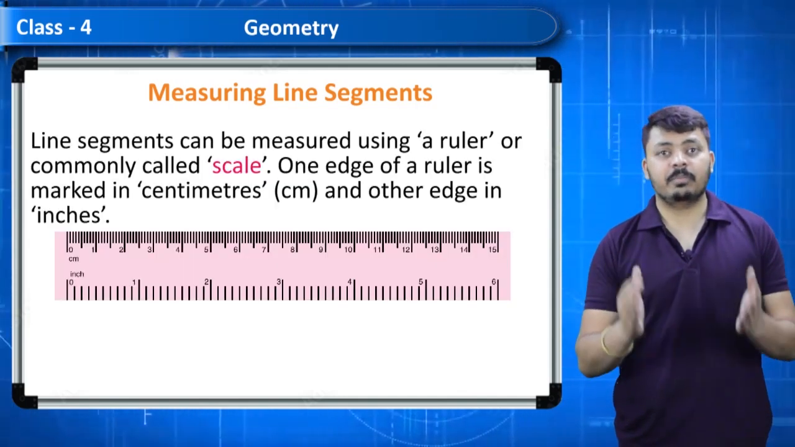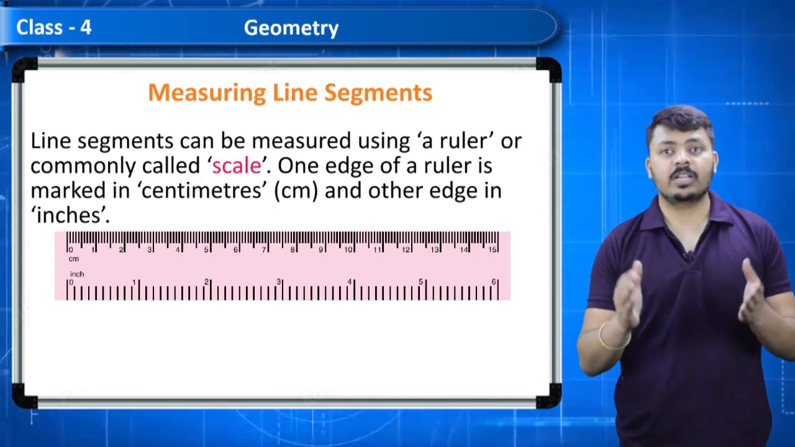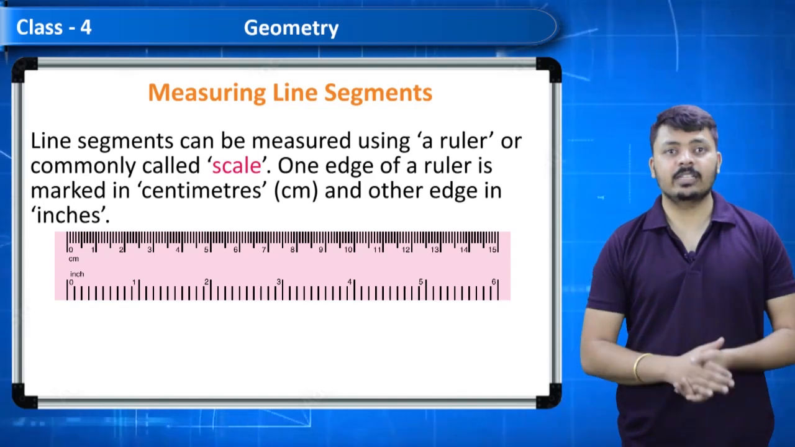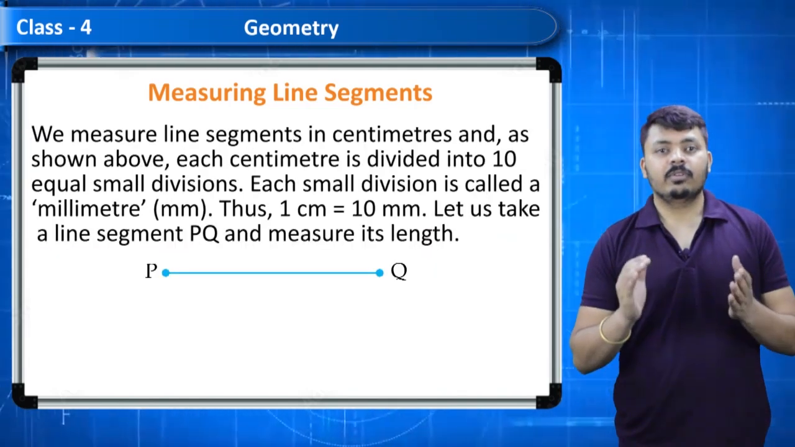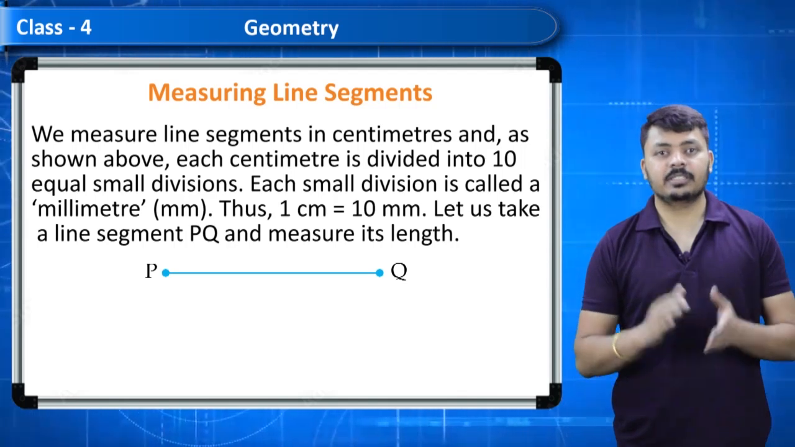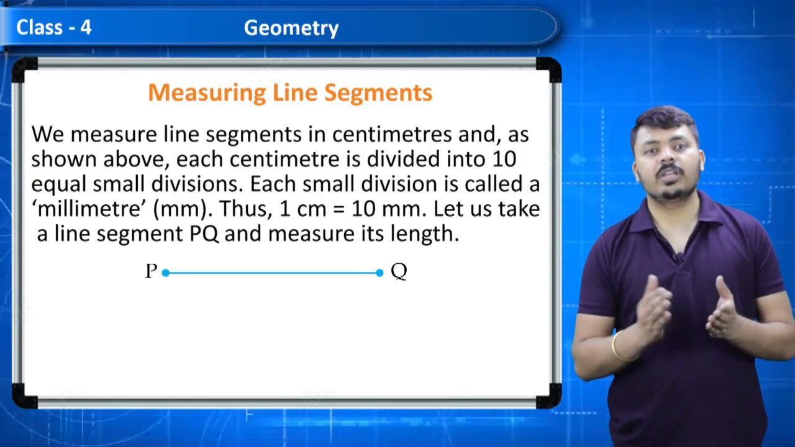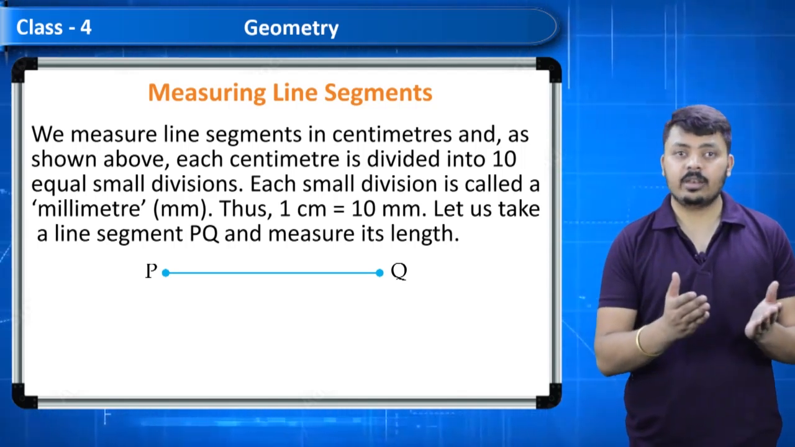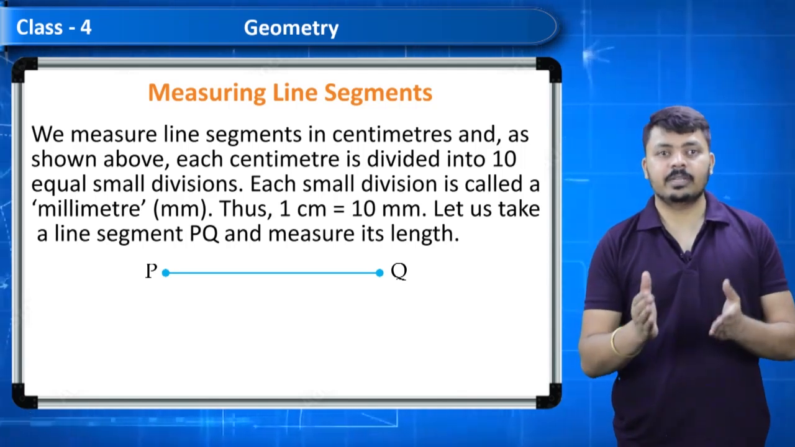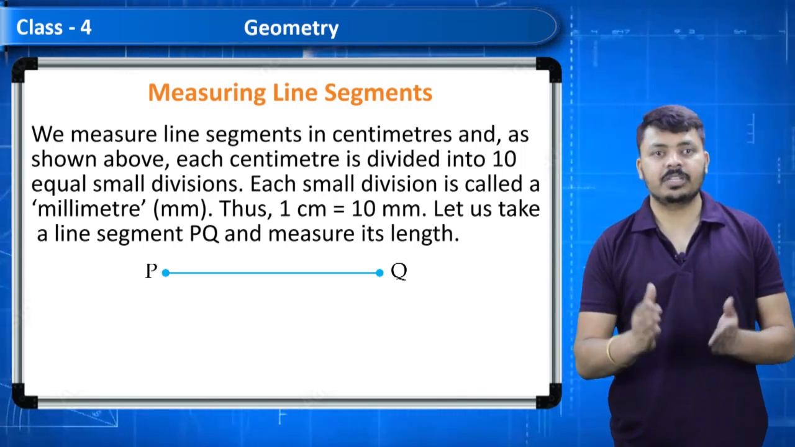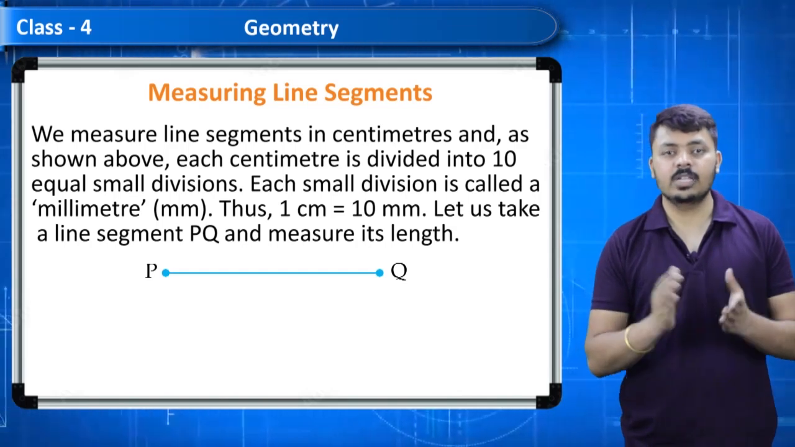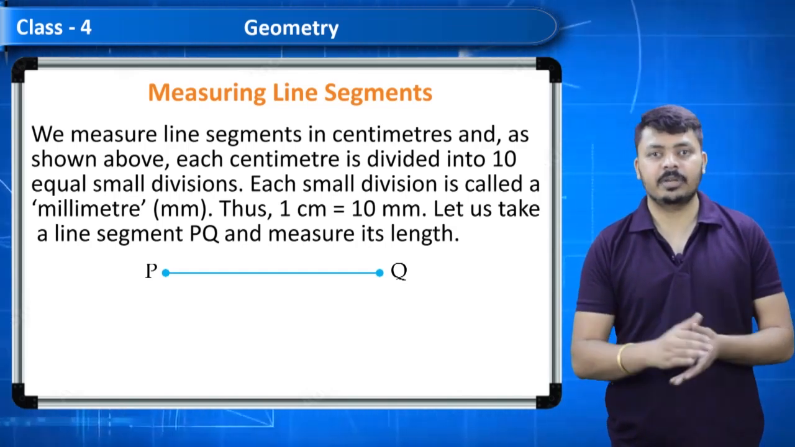Measuring line segment. Line segments can be measured using a ruler, commonly called a scale. One edge of a ruler is marked in centimeters and the other edge in inches. We measure line segments in centimeters, and as shown above, each centimeter is divided into 10 equal small divisions. Each small division is called a millimeter. Thus, 1 centimeter is equal to 10 millimeters.